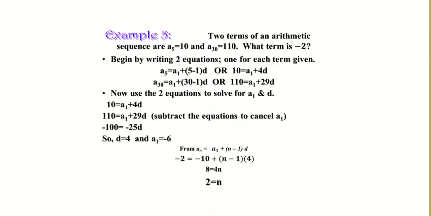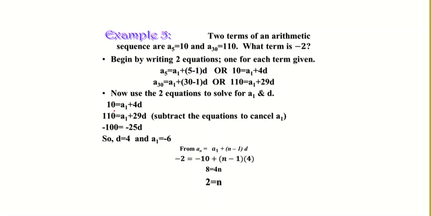If you use the a sub 5, by substitution to the general formula, you'll have 10 is equal to a sub 1 plus 4d. You have two unknowns, a sub 1 and d. And for a sub 30, you will be able to form 110 is equal to a sub 1 plus 29d, with a sub 1 and d also as the unknowns. So by elimination, you can solve for a sub 1 and d.